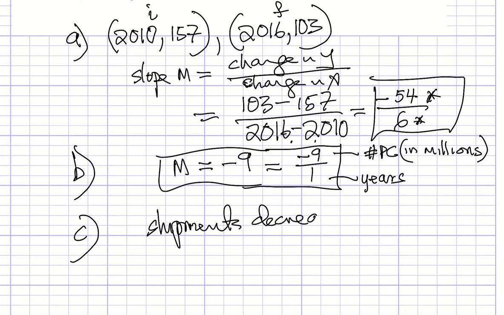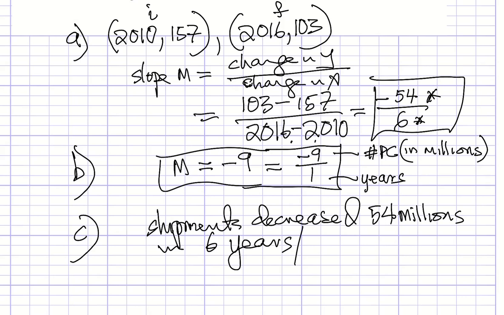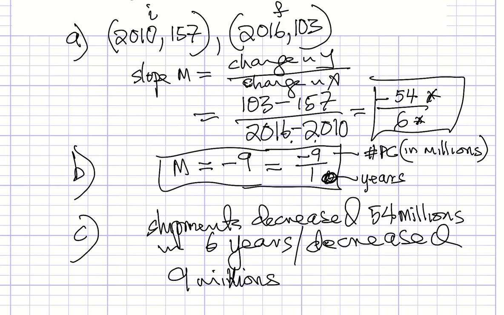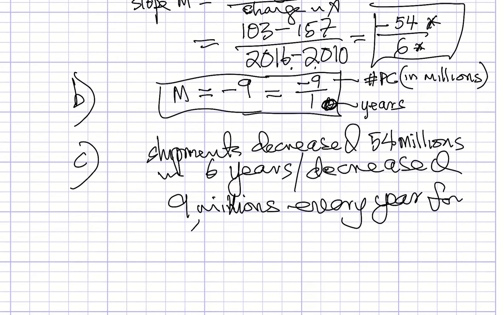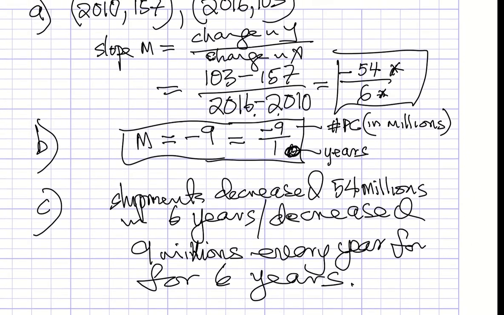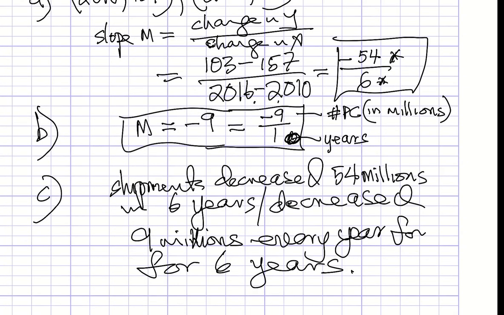Shipments decreased 54 millions in 6 years, or you can say the same thing as saying that shipments decrease 9 millions every year for 6 years. That's all you can say there, okay? So that's what that means there. Okay, so we are done with this problem.